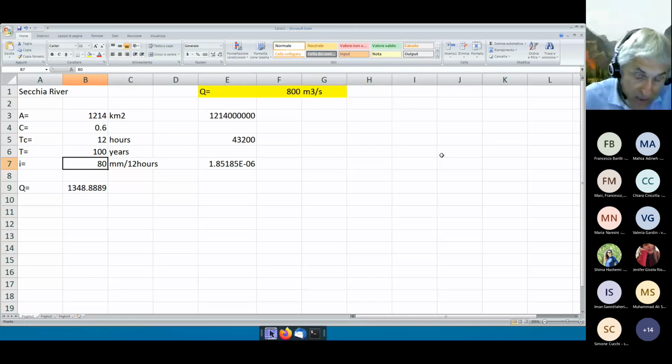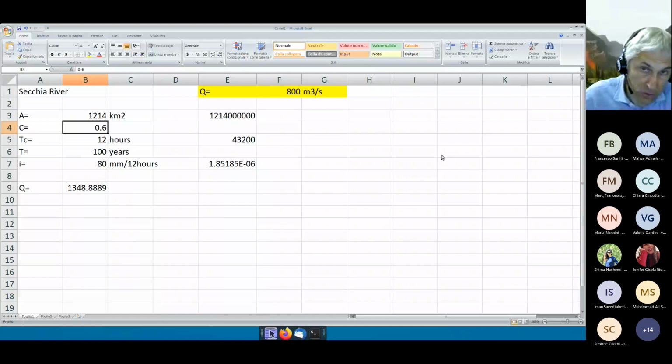What I did is to tune the uncertain quantities. So what is uncertain here? It's rainfall and C. So I tuned C. In particular, C is a parameter. It's expected to be tuned in order to get a model that provides a reasonable result.